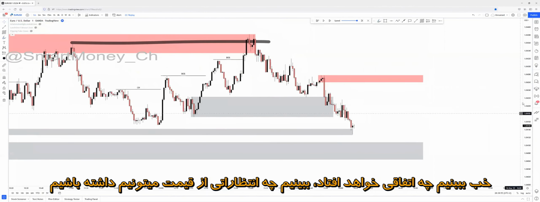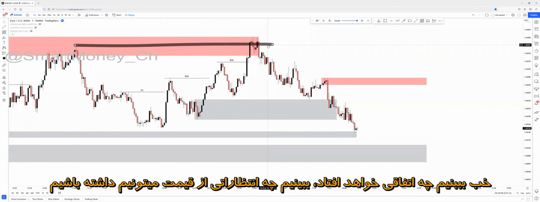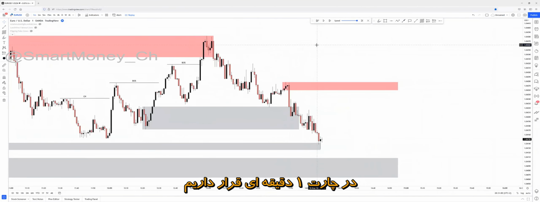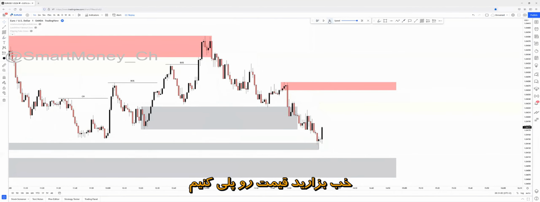So let's see what will happen. Let's see what we can expect from price here. We are on the 1-minute chart, and let's just play price forward.